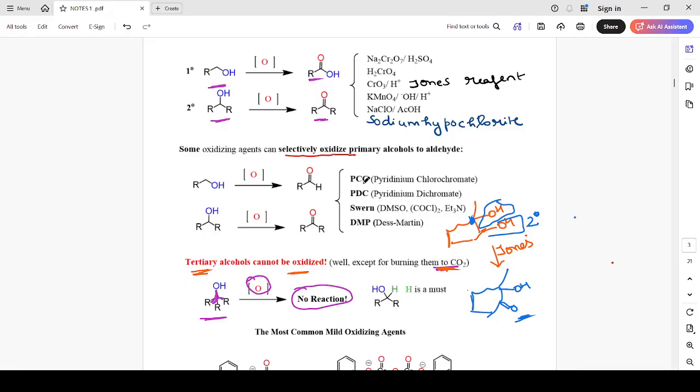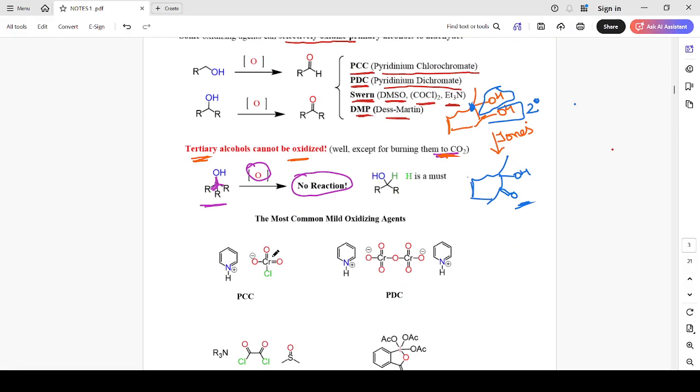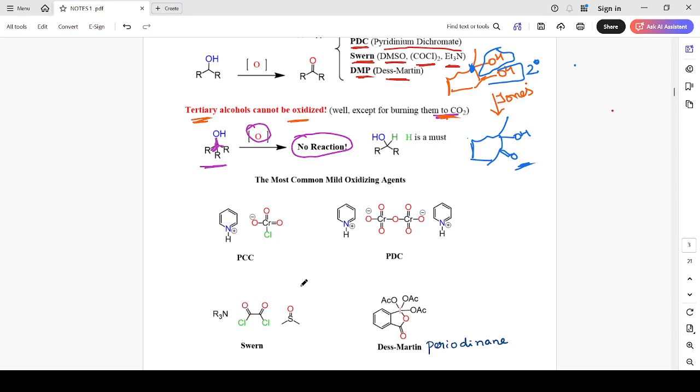These are the set of selective oxidizing agents: PCC, pyridinium chlorochromate; PDC, pyridinium dichromate; Swern oxidation, DMSO, dimethyl sulfoxide, carbonyl chloride, Et3N is triethylamine, it's a base; DMP, Dess-Martin periodinane. These are the structures of the common mild oxidizing agents here. You need not remember the structures. Generally, they provide you the names only. Even though it's available in the G drive, you can look at it.